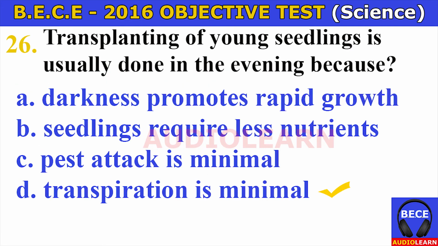Number 26. Transplanting of young seedlings is usually done in the evening because A. Darkness promotes rapid growth. B. Seedlings require less nutrients. C. Pest attack is minimal. D. Transpiration is minimal. And the answer is D. Transpiration is minimal.